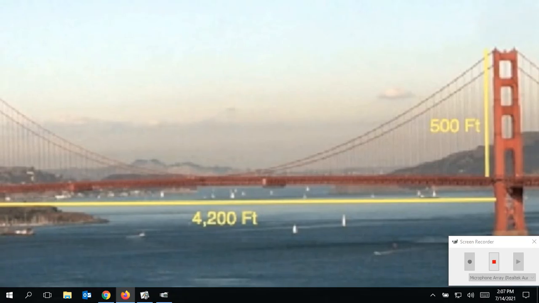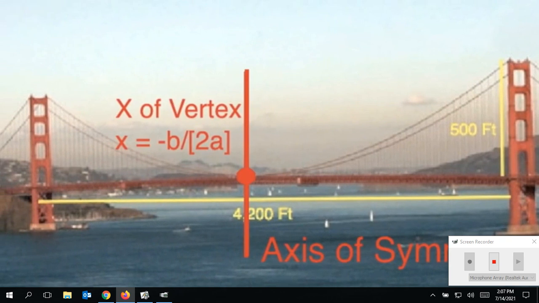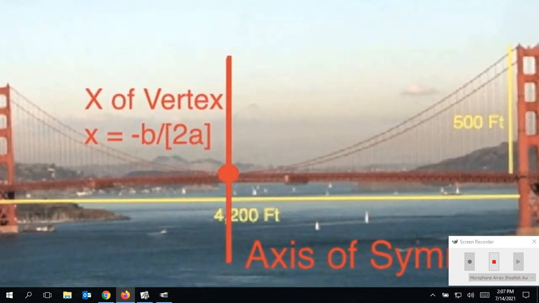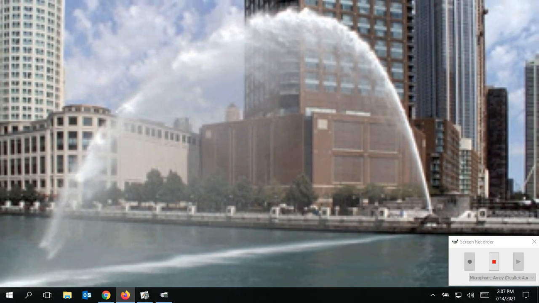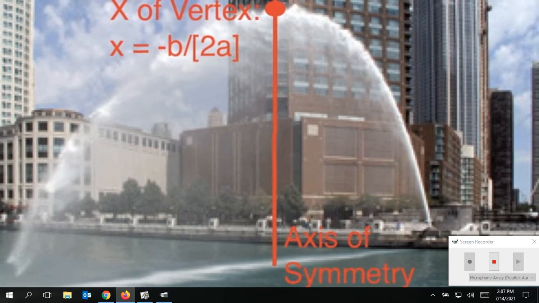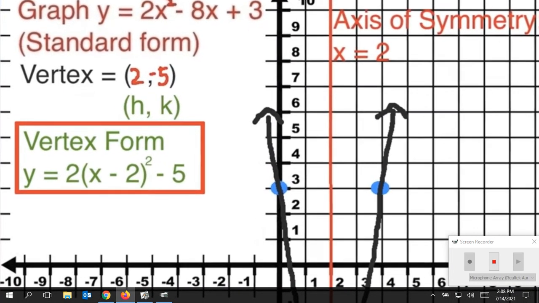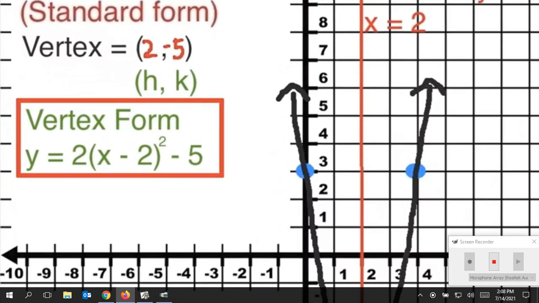I can look for parabola. Start with negative b over 2a. I can look for parabola. Start with negative b over 2a. This is only for standard form. Vertex form gives you the vertex already. Word to your mother.